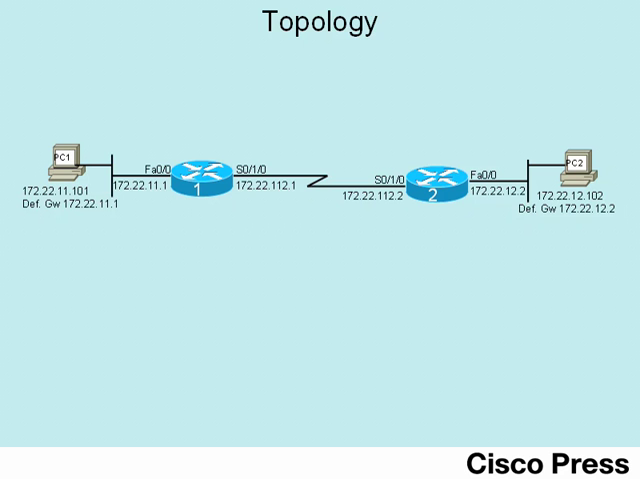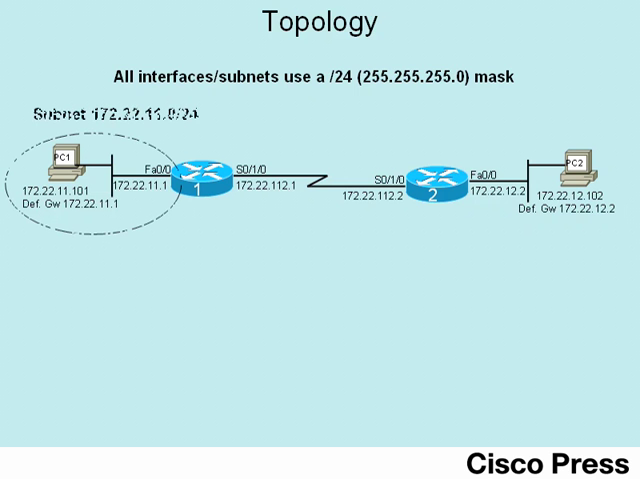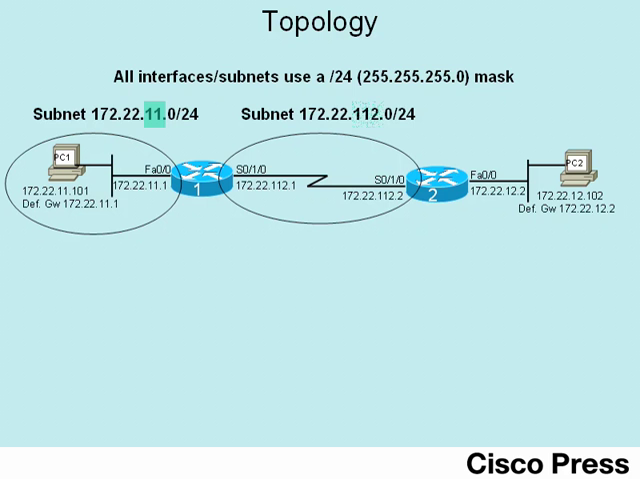Now if we take a look at the topology for a moment, it's pretty simple. It's only two routers with three subnets. Each of the subnets uses a /24 mask just to keep the subnetting math easy. So we end up with three subnets. The LAN subnet on the left, which is subnet 11 if you will. The serial link subnet in the middle, which is subnet 112, focusing there on the third octet again. And then on the far right LAN, we've got subnet number 12.